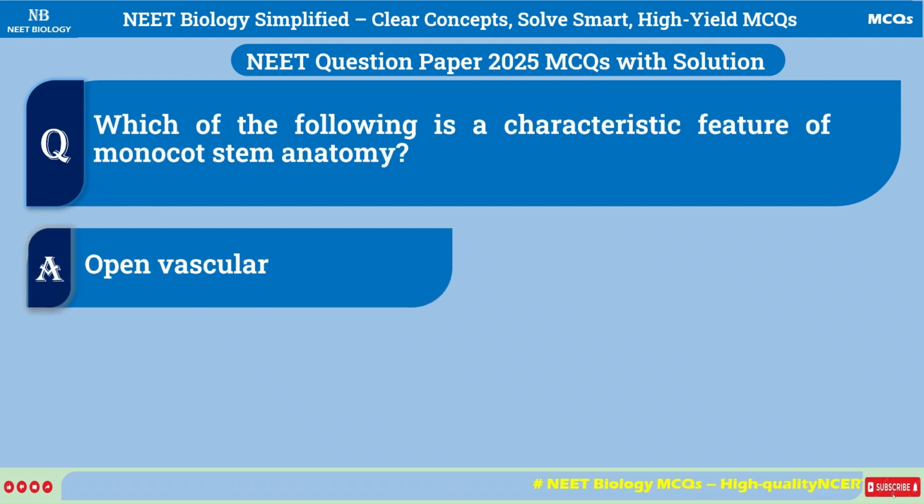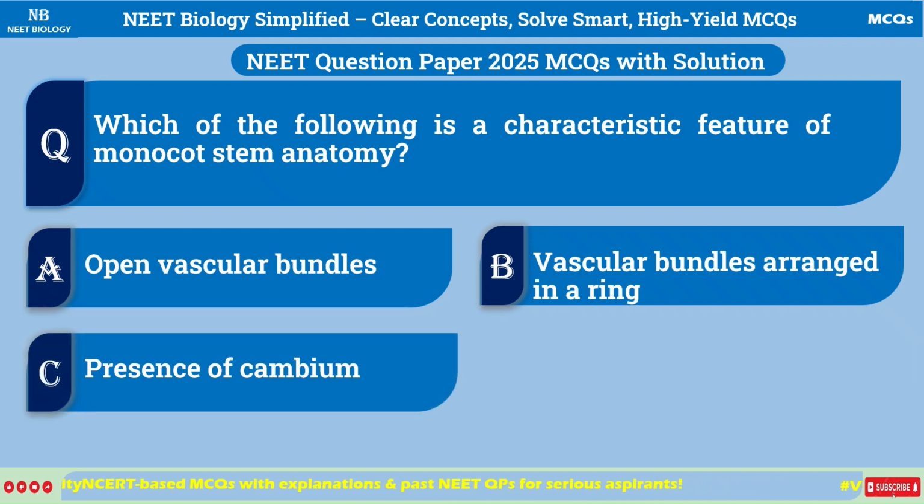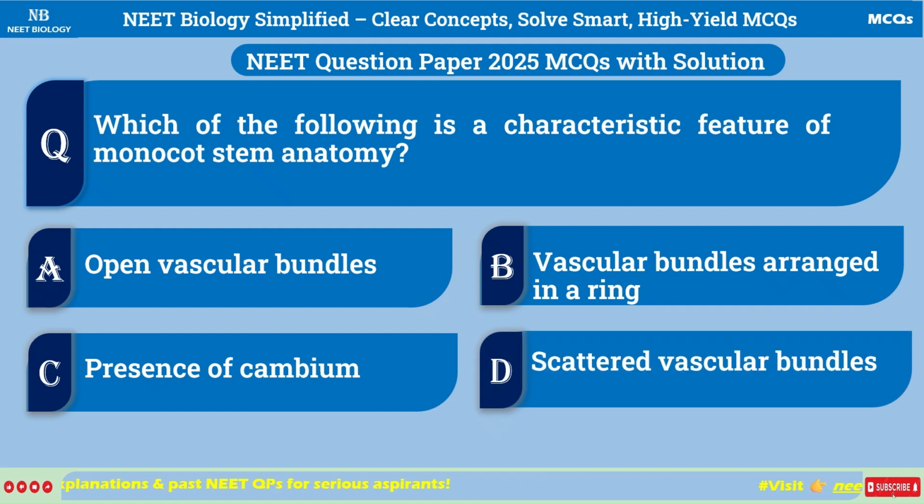A. Open vascular bundles. B. Vascular bundles arranged in a ring. C. Presence of cambium. D. Scattered vascular bundles. Correct answer is D. Scattered vascular bundles.